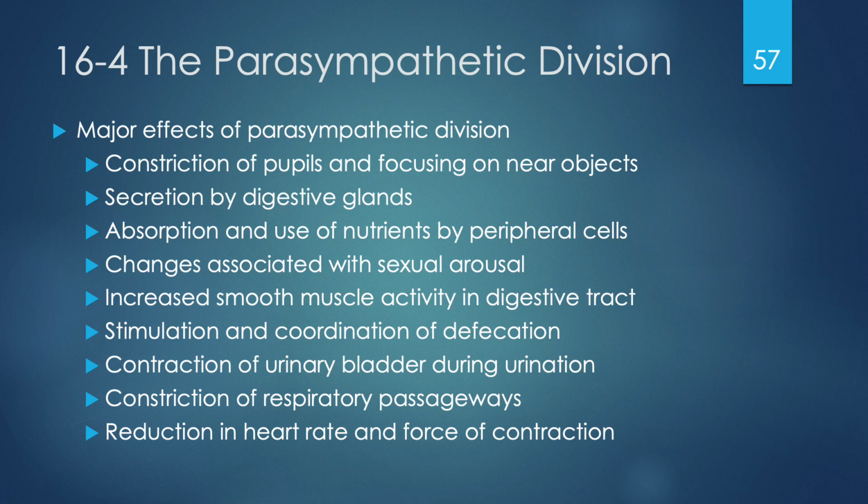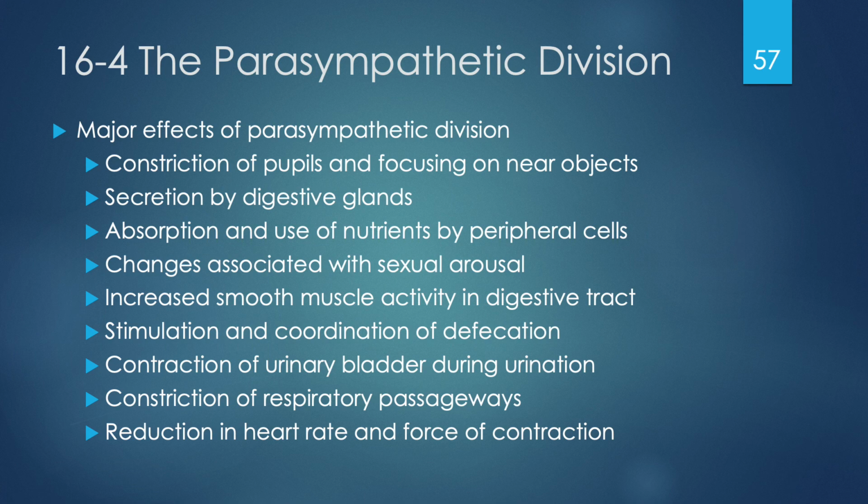So what does the parasympathetic division do? It does the opposite of the sympathetic division. So instead of dilating our pupils so that we can see things really easily, it constricts them. So we just focus on things that are nearby. We're not worried about an approaching bear. We're just looking at that plate of turkey and potatoes in front of us. Also, we'll be secreting our digestive gland juices so that we'll be able to absorb our food better and use all those nutrients that are available to us from what we've ingested.